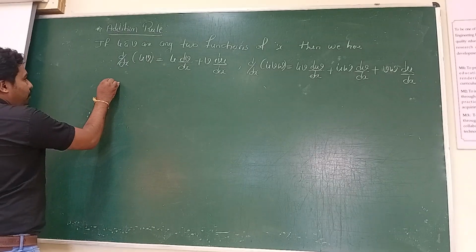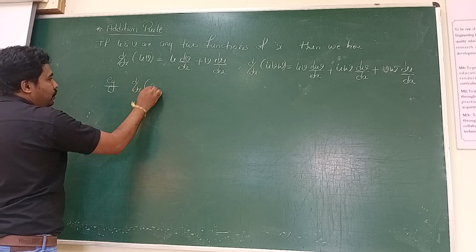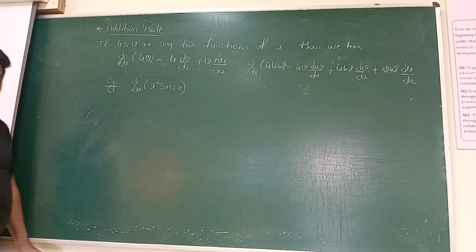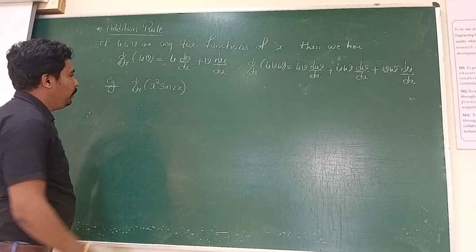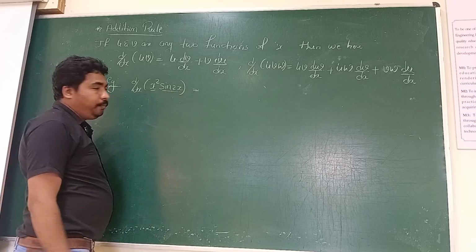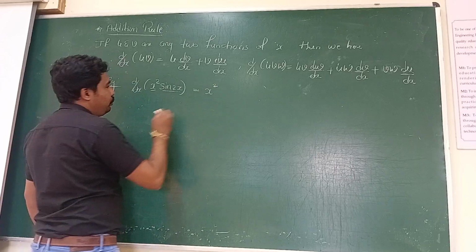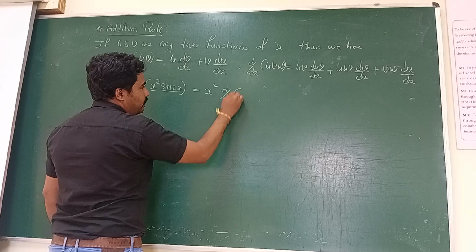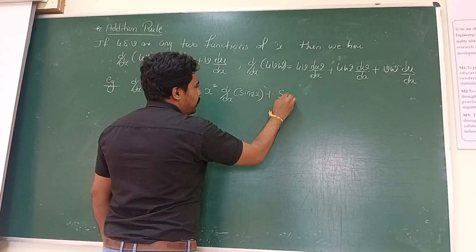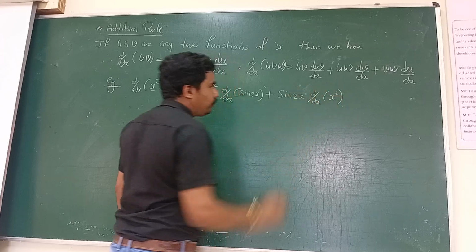Now let me take simple examples here. Example, differentiation of x square into sin 2x. You see here, there are two functions. X square is one separate function, sin 2x is the other function. If I differentiate by product rule, I'll keep the first function, x square, as it is, and differentiate the second function, that is sin 2x, plus sin 2x I will keep as it is and differentiate the first function, that is x square.